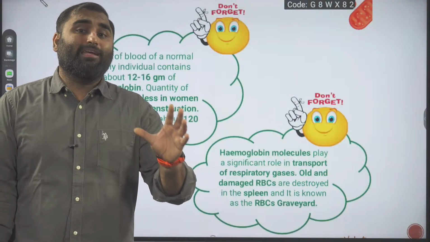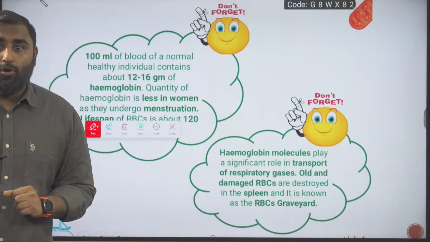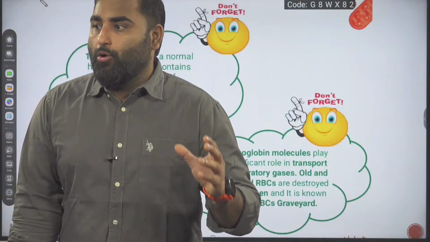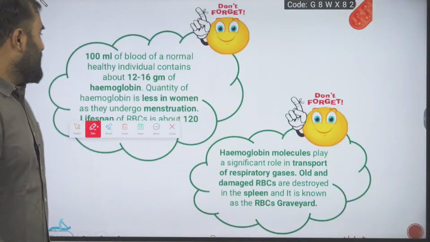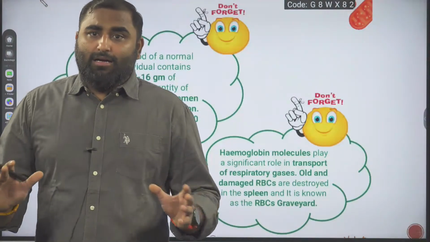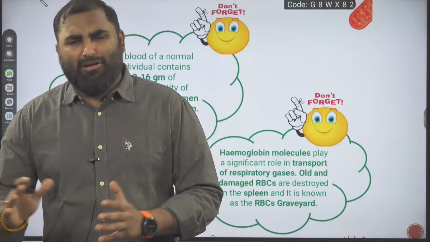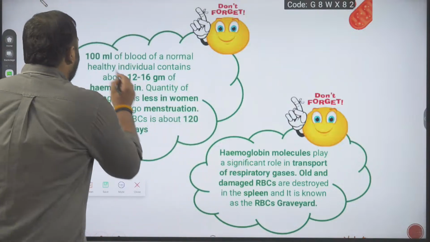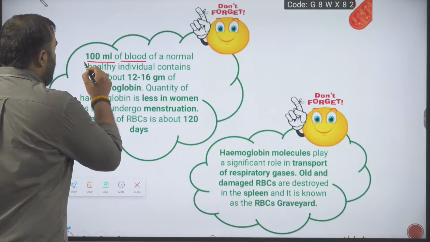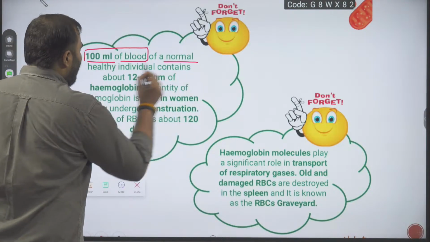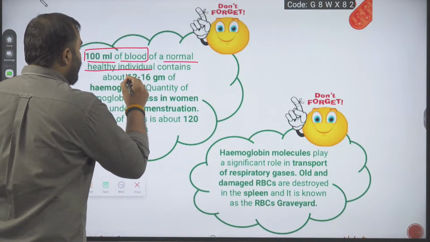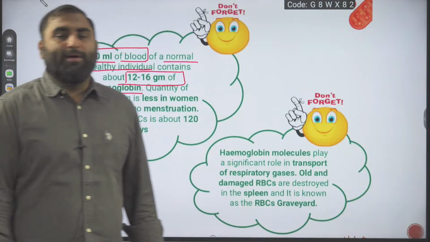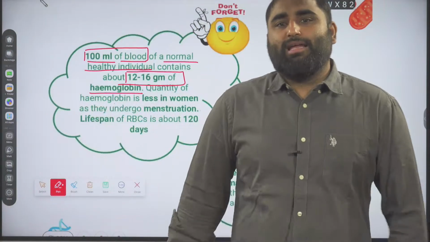So it is a respiratory pigment. How much hemoglobin should we have? What is the normal number of hemoglobin? As per the NCERT data, different books may have different reference ranges, but we have to follow NCERT data. 100 ml of blood in a normal healthy individual should contain 12 to 16 grams of hemoglobin. This is also a very important blood test.